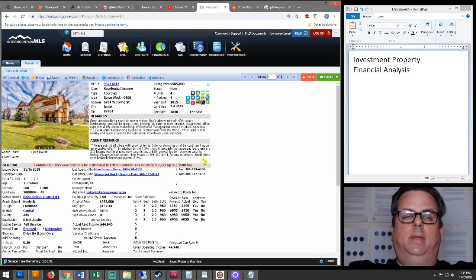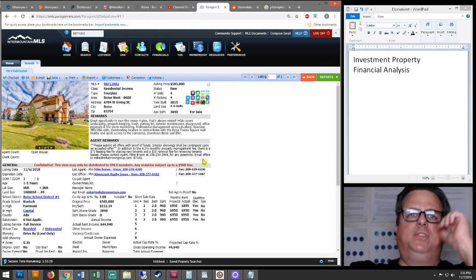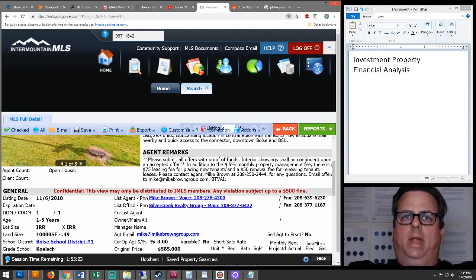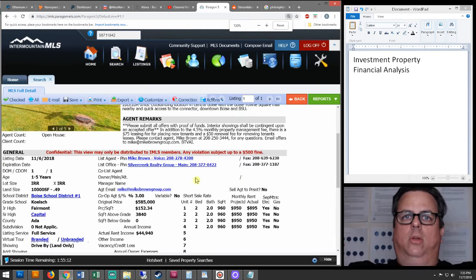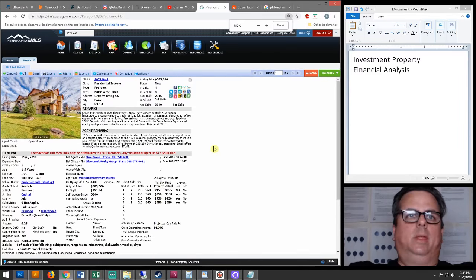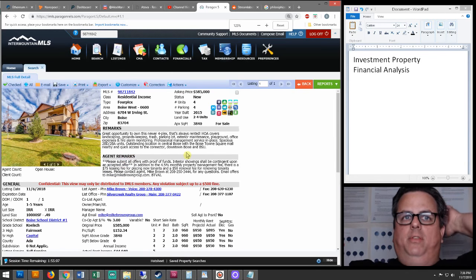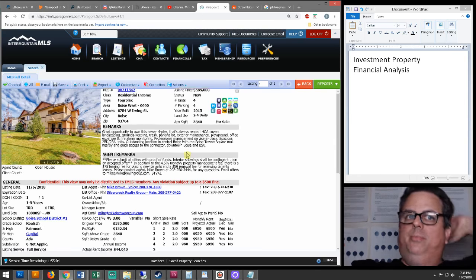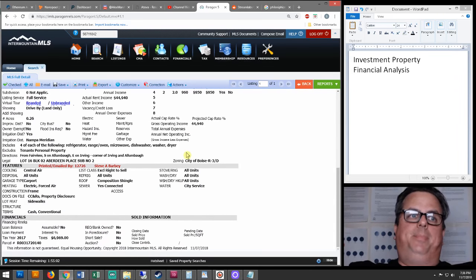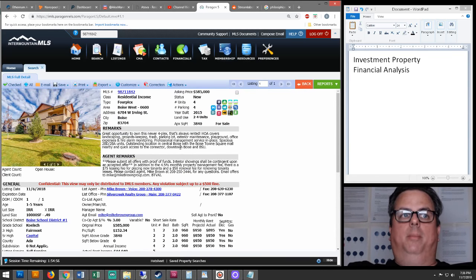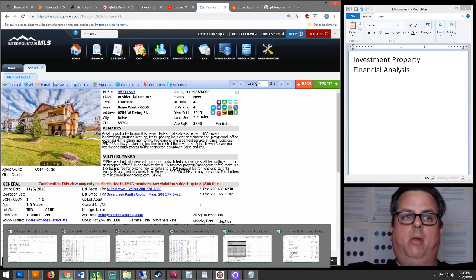Such is our market. So they have told us here that there's a 4.5% property management fee, and there's a $75 fee for new tenants and a $50 fee for renewals. That's the only info that they've supplied us as far as expenses goes. So this brings us to the failure point of most financial analysis in our market.